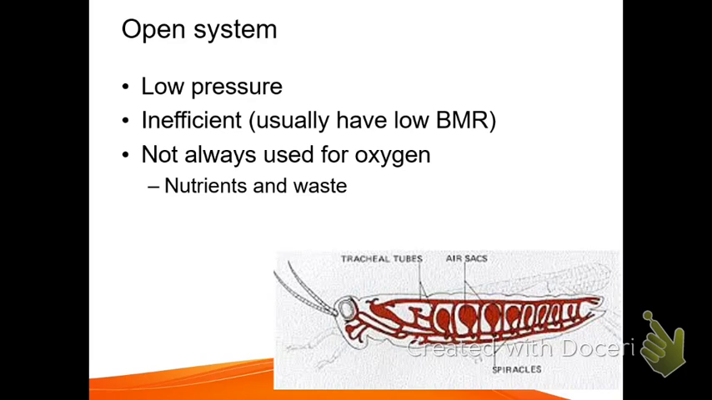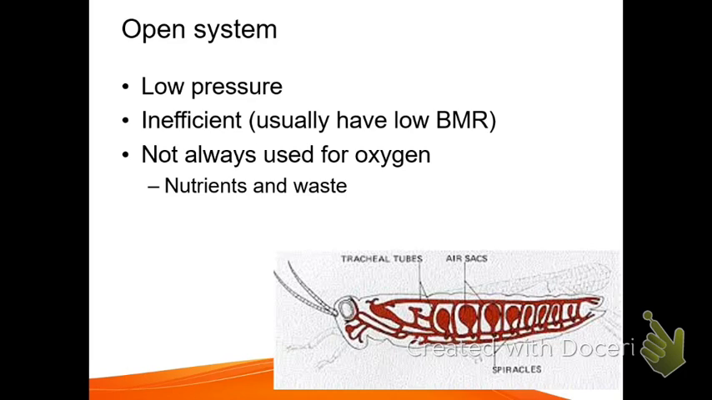Because of that, they're very inefficient. Low pressure means a low flow rate. So it's a comparatively slow flow of the fluid. And that's usually not too big a problem, because the animals which have open circulatory systems usually have very low metabolic rates. So they don't have a high demand for oxygen or for glucose. They don't produce much energy per second.